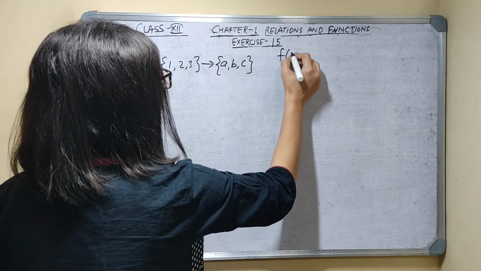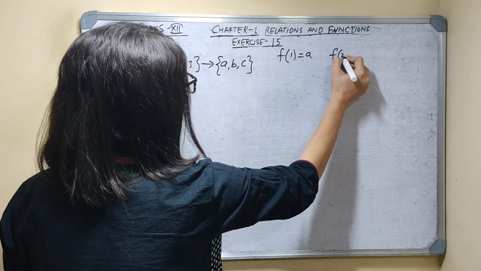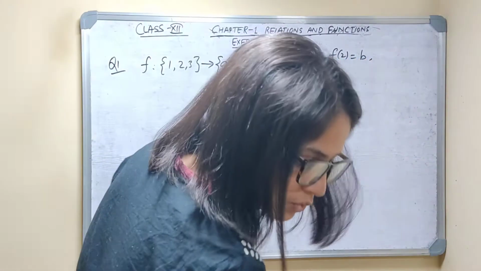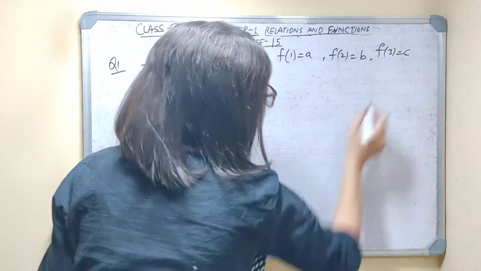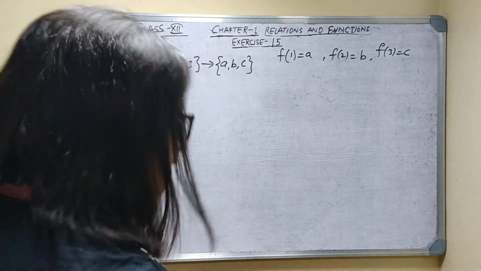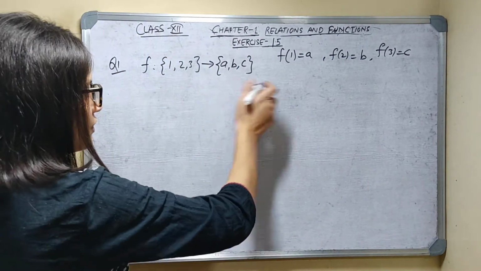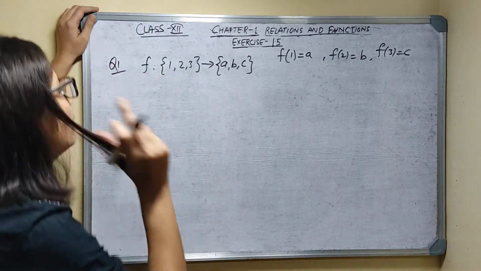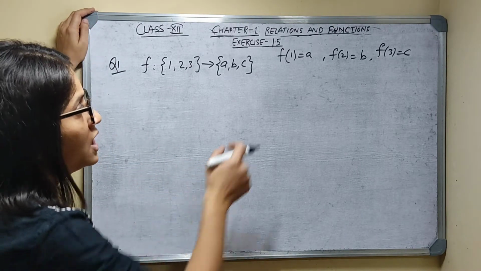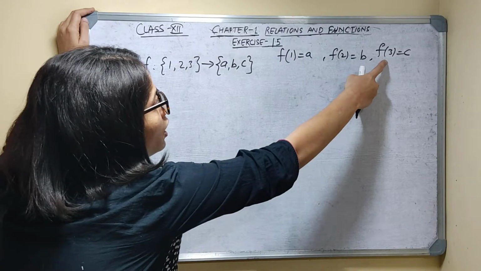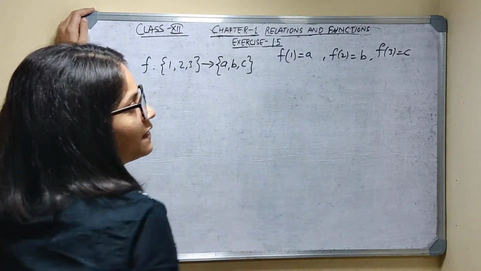It is given f(1) = a, f(2) = b, and f(3) = c. These three values are given. Show that f is invertible. You have to show that this function is invertible. So you see f(1) = a, f(2) = b, f(3) = c. So I can see 1, 2, 3, all three values they have calculated.